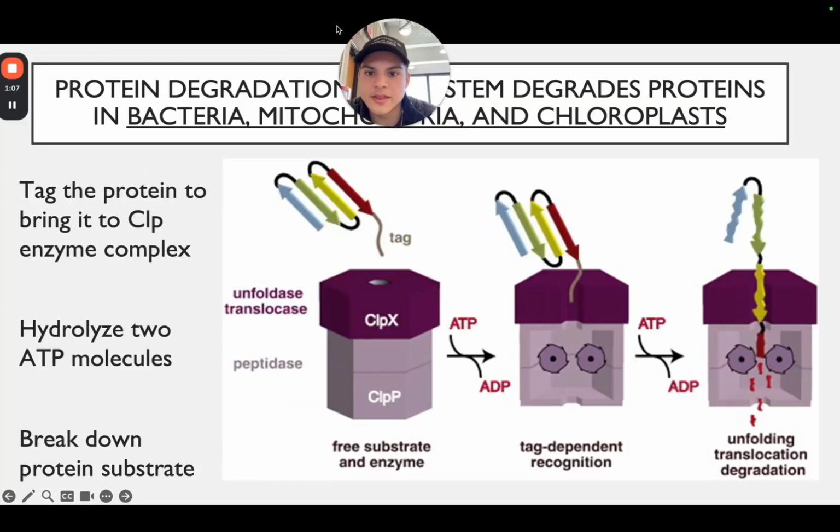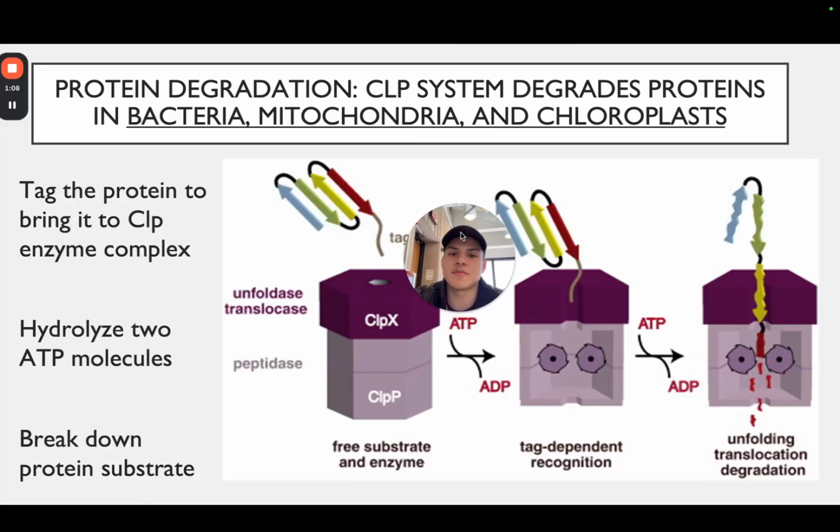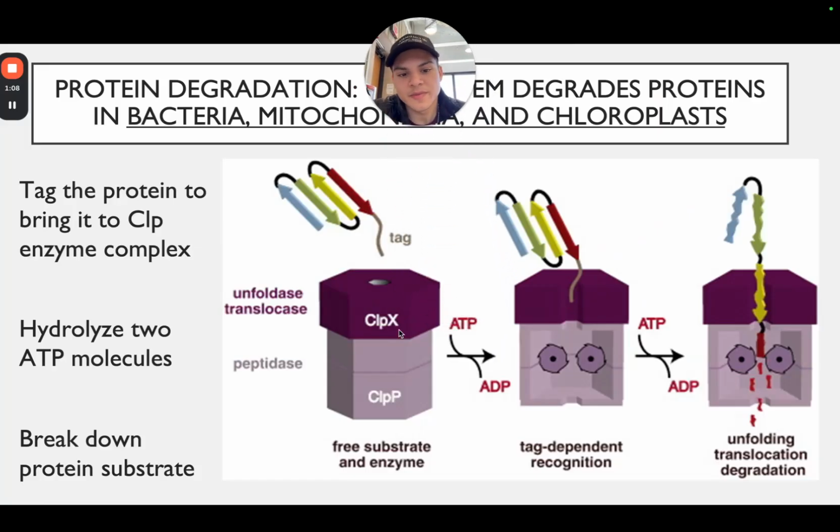Yep. And then protein degradation. So there's this CLP system, which degrades proteins in bacteria, mitochondria, and chloroplasts. You can think of it like a paper shredder, right? We have a protein, it has a tag on it, which allows it to bind onto the CLP. It gets funneled through, and basically we power it using ATP, and we hydrolyze two ATP molecules and break down our protein. That's all what this slide is saying, basically.